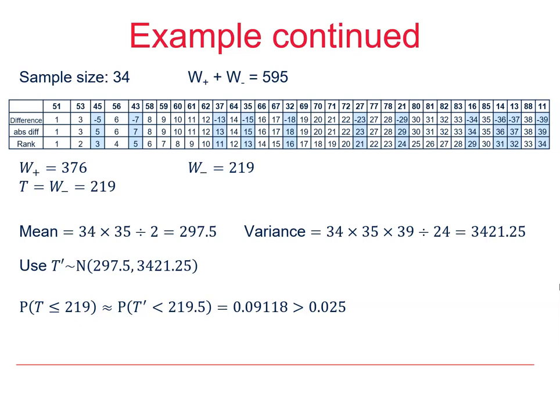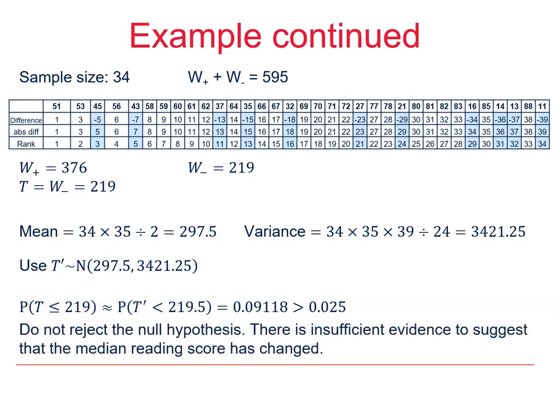So we want the probability that T is less than or equal to 219. That means we have to count the 219 interval, so we go up to 219.5. Plugging that all into the calculator, we get a probability of 0.09, which is greater than 0.025, remembering that we are doing a two-tail test. So, we don't reject the null hypothesis. There is insufficient evidence to suggest that the median reading score has changed.